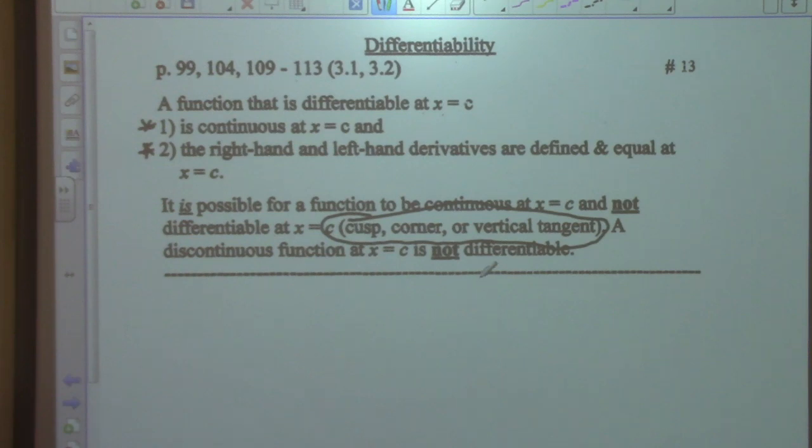And yesterday in class, for those of you who were here, we had a situation where in one of the exercises we did, there was actually a corner, remember? And the corner was not differentiable because we couldn't find the slope at that point. So that's what this is talking about right here. So let's go ahead and look at some examples of this.